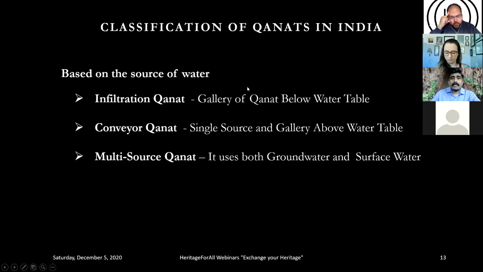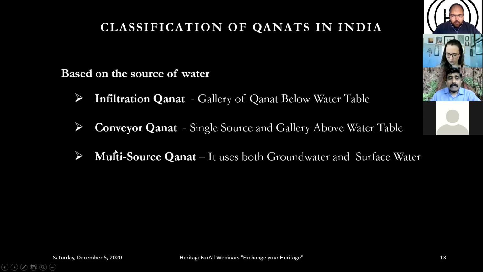From the research that I have been doing, I could understand the three categories in which we can classify the Qanat systems in India. We can put them into infiltration Qanats, where the entire gallery is below the water table, or conveyor Qanats, where the tunnel is above the water table but still uses a surface water source and supplies towards the city. And there are multi-source Qanats, where groundwater and surface water both contribute to the Qanat as a source of water.